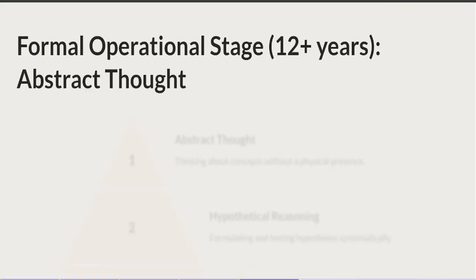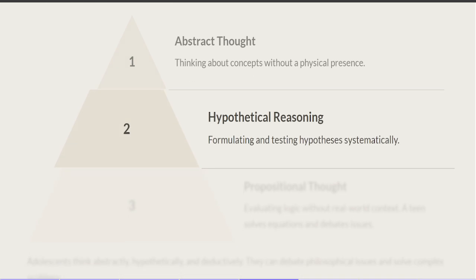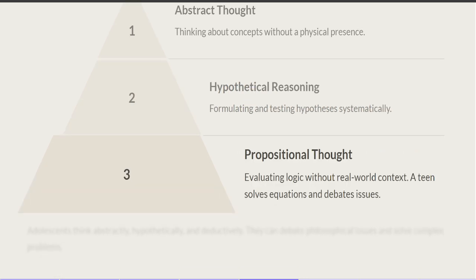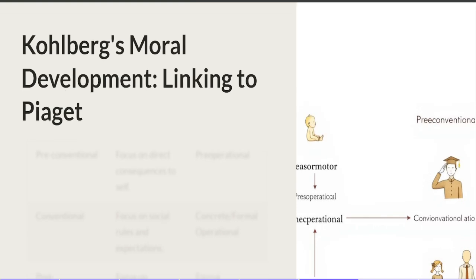Now next is the formal operational stage, which is 12 years plus, and abstract thought comes during this stage. Abstract thought is when you think about concepts without any physical presence. Hypothetical reasoning is also a key point during this stage: formulating and testing hypotheses systematically. Propositional thought: evaluating logic without real-world context. A teen solves equations and debates issues as well. Adolescents think abstractly, hypothetically, and deductively. Now they can debate philosophical issues and solve complex problems, which is the important thing during that time.